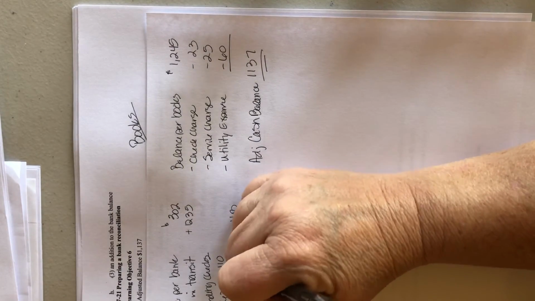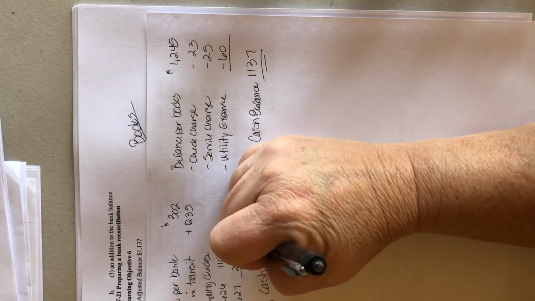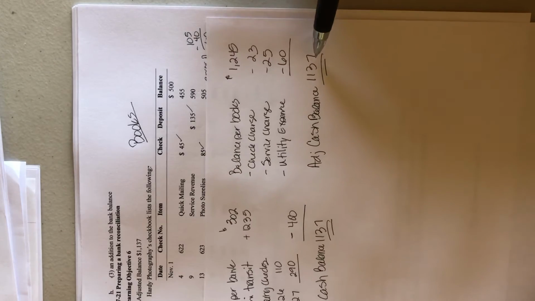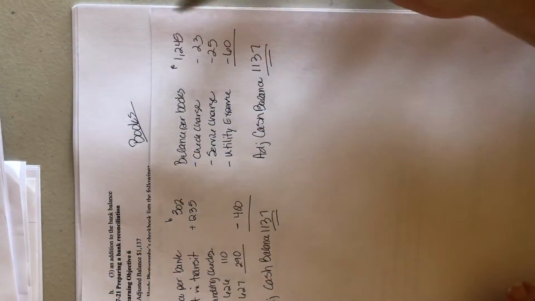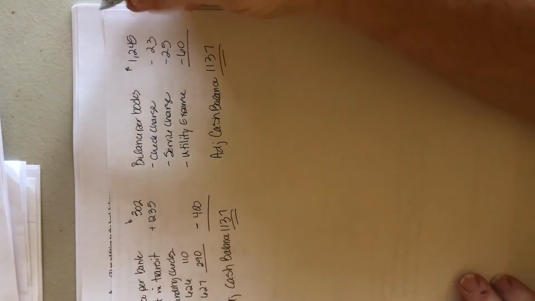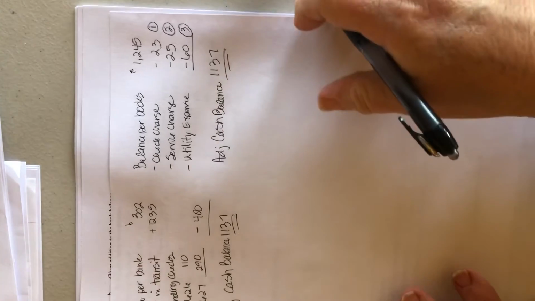Right, and then they need to make the balance in their books. It's currently 1125, and it actually should be 1137. So we have to do journal entries for the things that affected the book side. We're going to have a couple of journal entries for these three things.